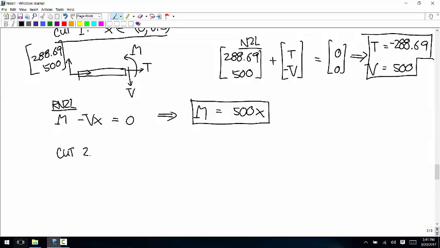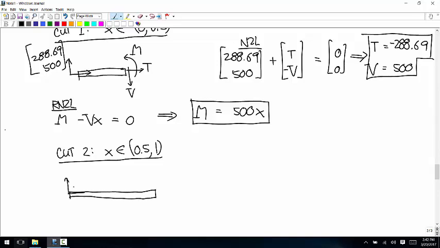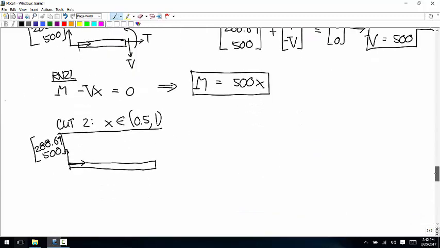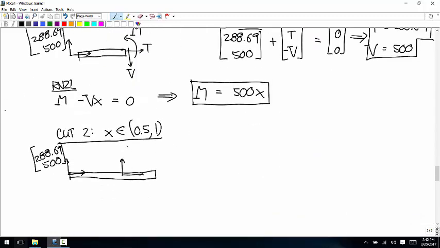And then cut 2, it's valid from 0.5 to 1. And this time we include that second force. So we still have the one at the left. Then we have the one at the middle, 577.37, negative 1000, and then the internal loads T, V, M.